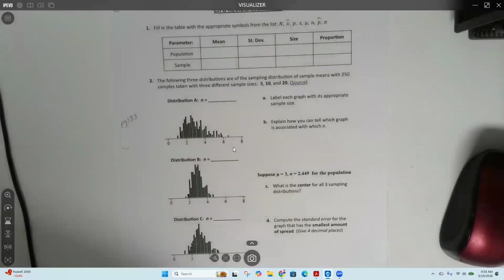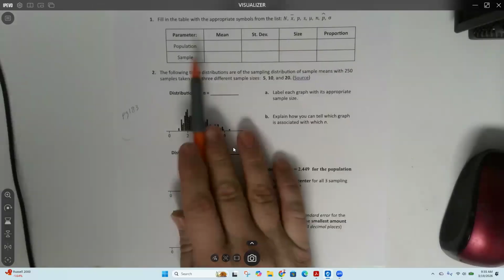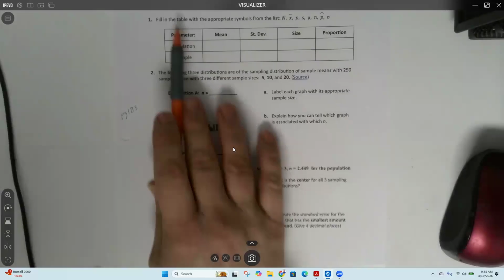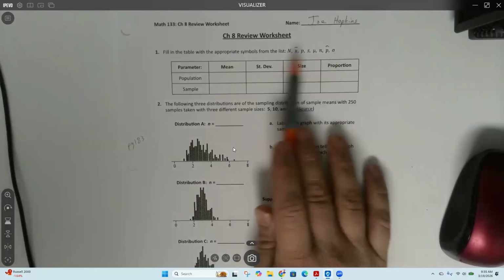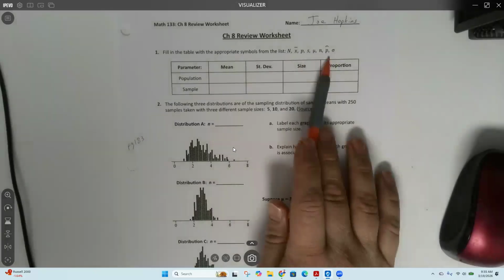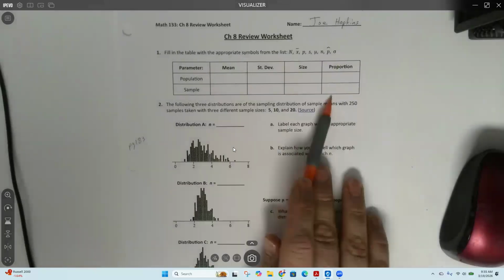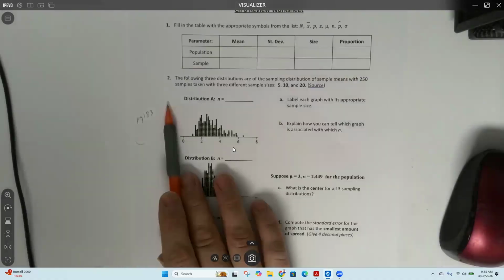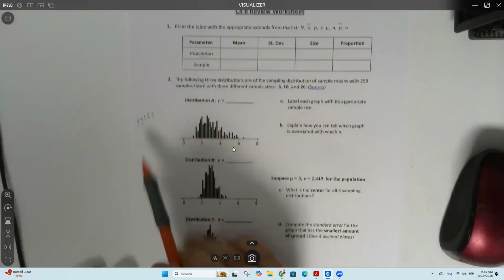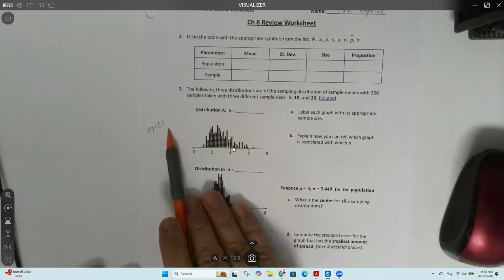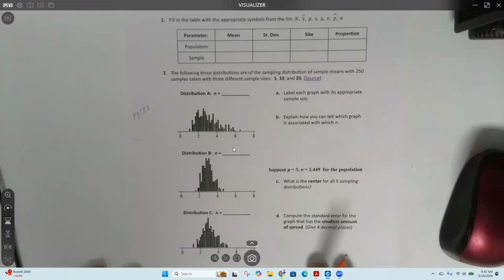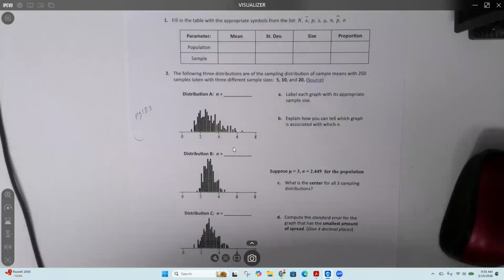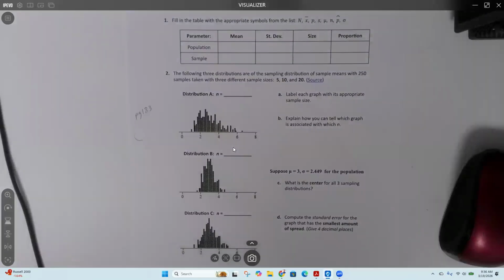But anyway, for chapter 8, fill in the table with the appropriate symbols. We've been using these symbols throughout the class, so I'm going to let you fill all that in. Number 2, you can find information about this on page 183. So let's skip to page 472.